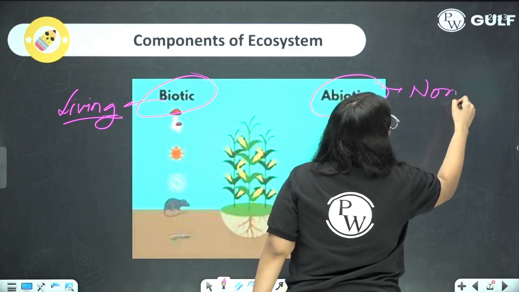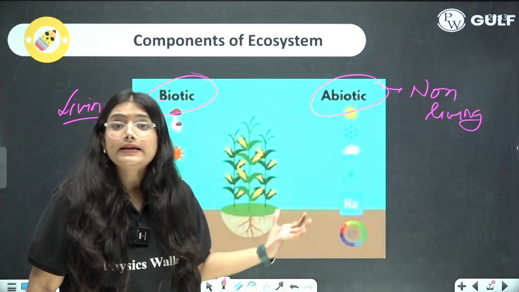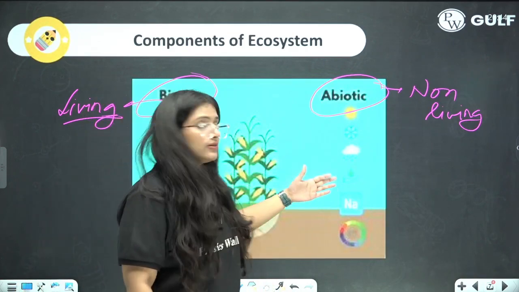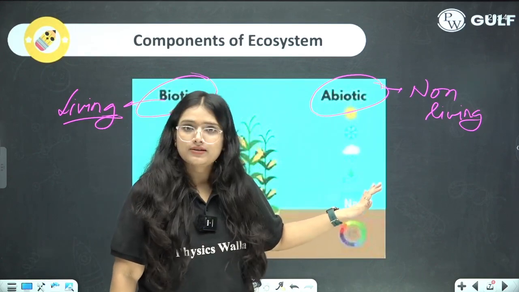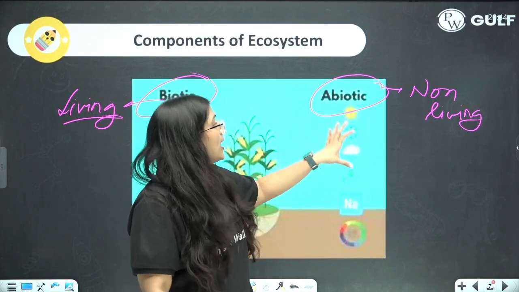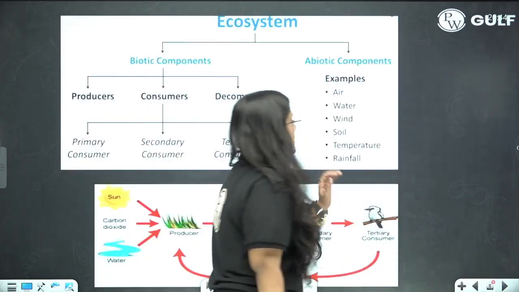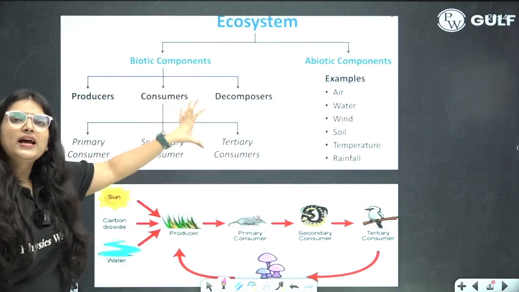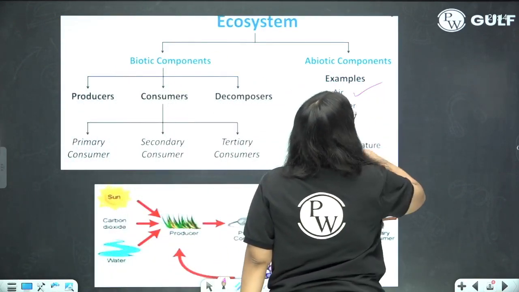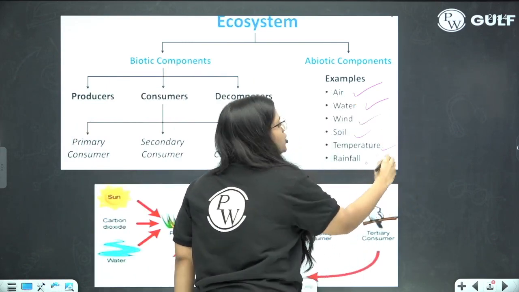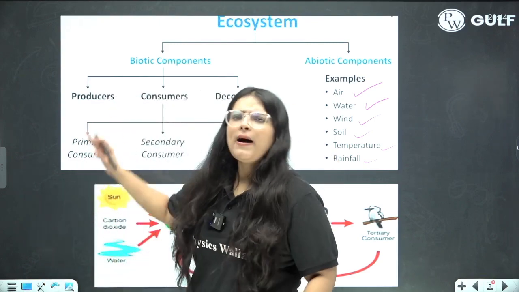Abiotic means non-living, like sun rays, wind, air, clouds. Elements, minerals, all of them are abiotic components. The rock, the soil, they all are abiotic components. That means the non-living component. Now, we have categorized the ecosystem into biotic and abiotic. We have talked about the abiotic components like air, water, wind, soil, temperature, rainfall. They are non-living components. Now let's talk about the biotic components.